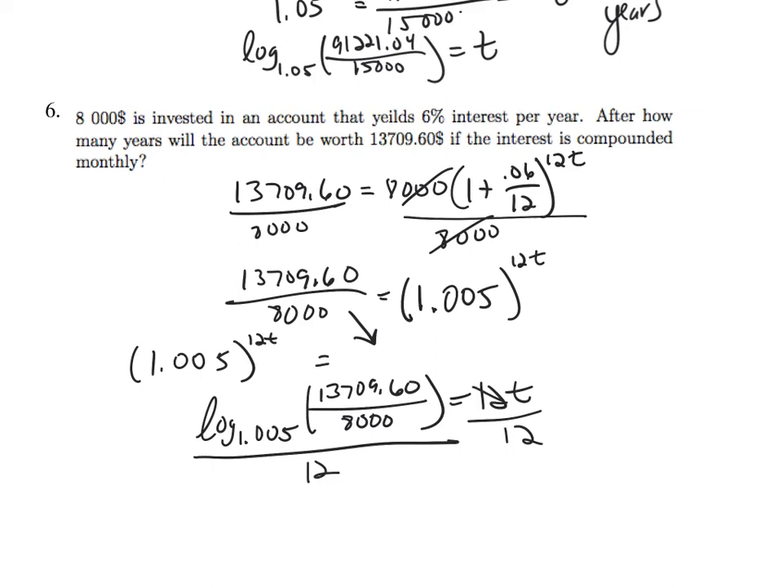Whew. And that ugly thing is what's going in my calculator, and it's very possible that that can be easily put in Desmos. Log base 1.005 of 13709.6 divided by 8,000, and then that whole thing divided by 12. Oh, it's almost exact. 9 years.